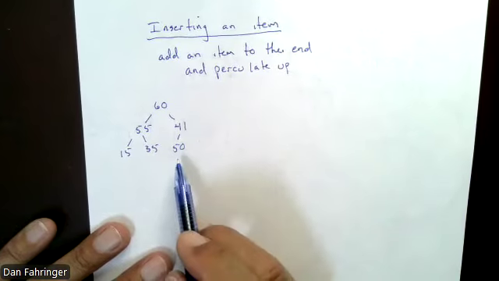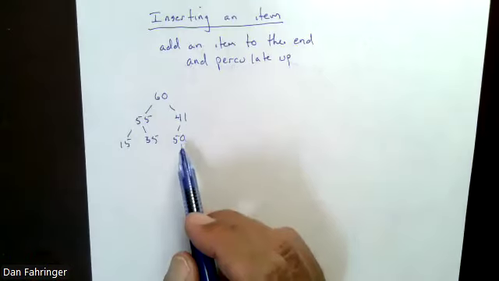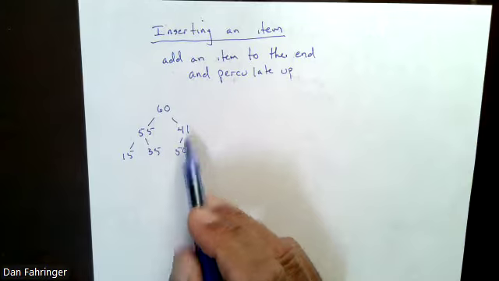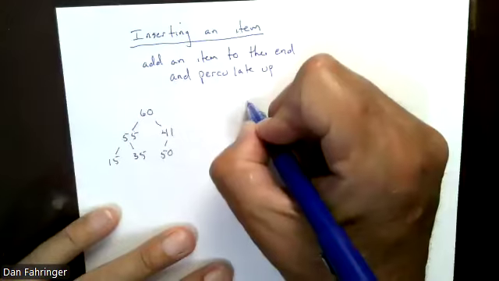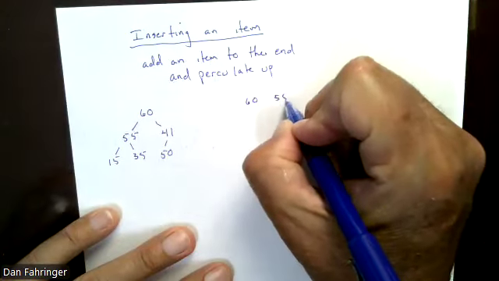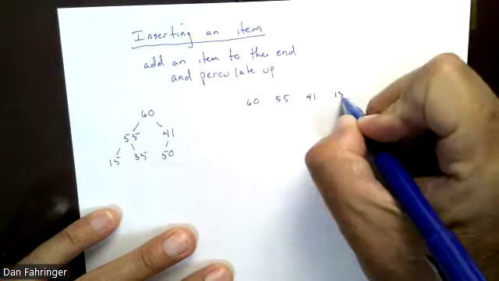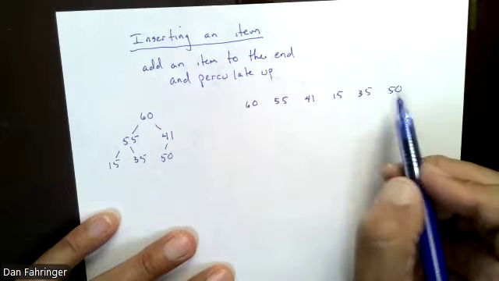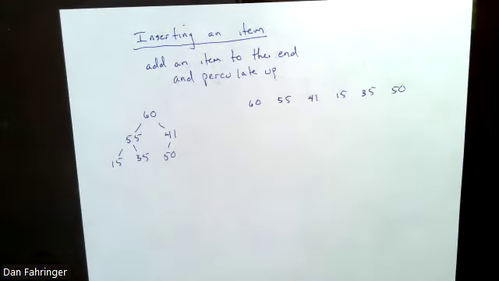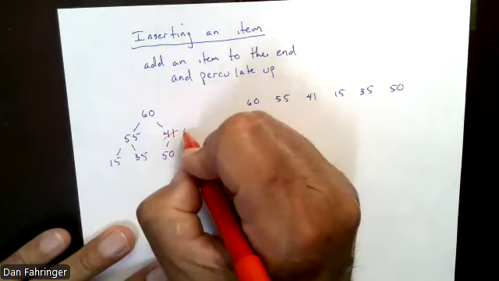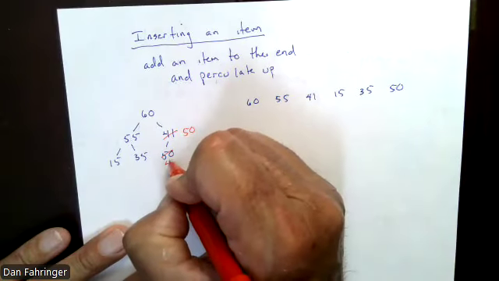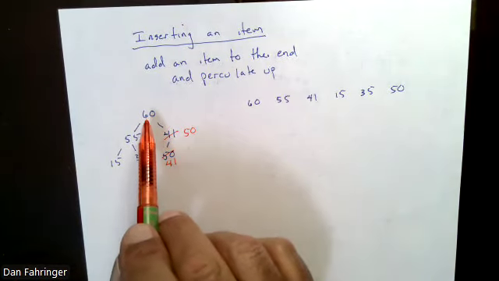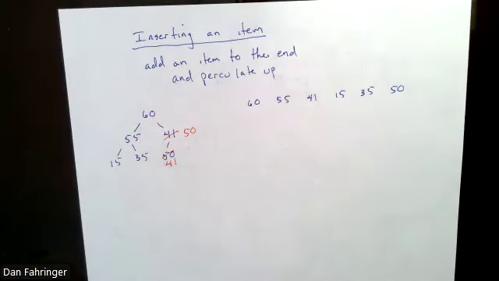Nope, this isn't a heap. So I need to percolate up. How am I percolating up? I'm checking the array values and saying, uh-oh, we need to swap them. Checking 50 and 41, I'm going to have to switch those. I percolated up. Keep going. Is it greater than 60? No. So now I would stop.